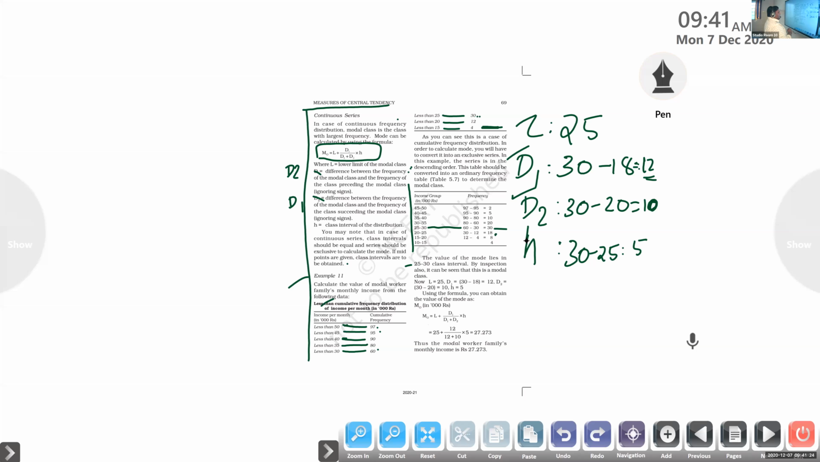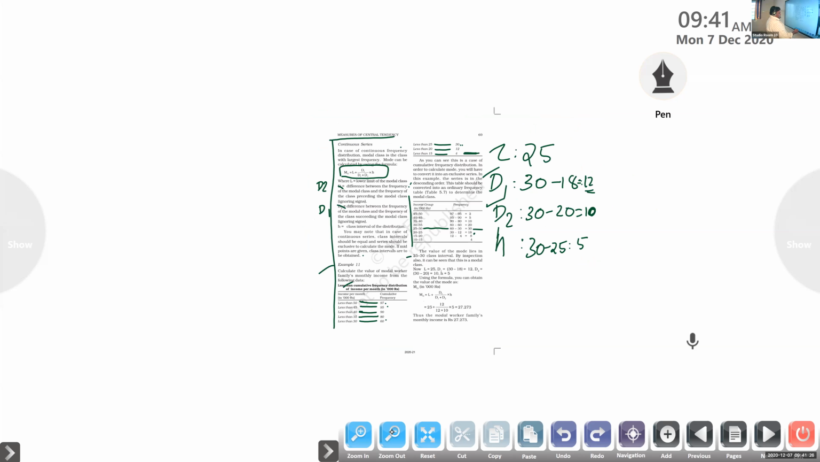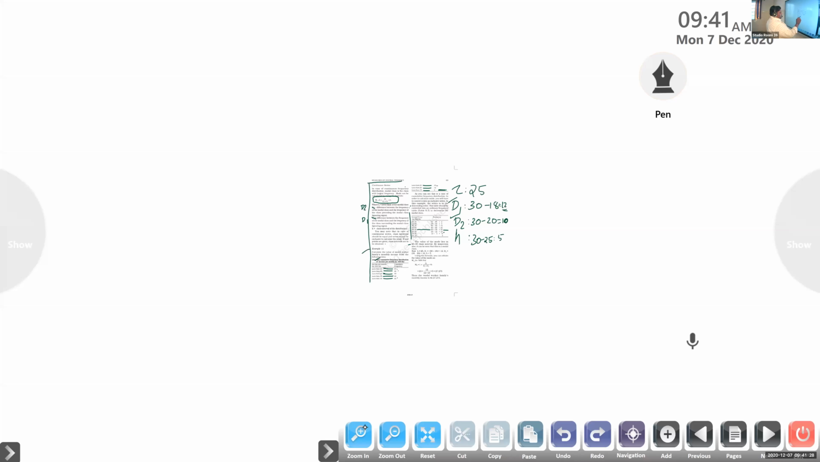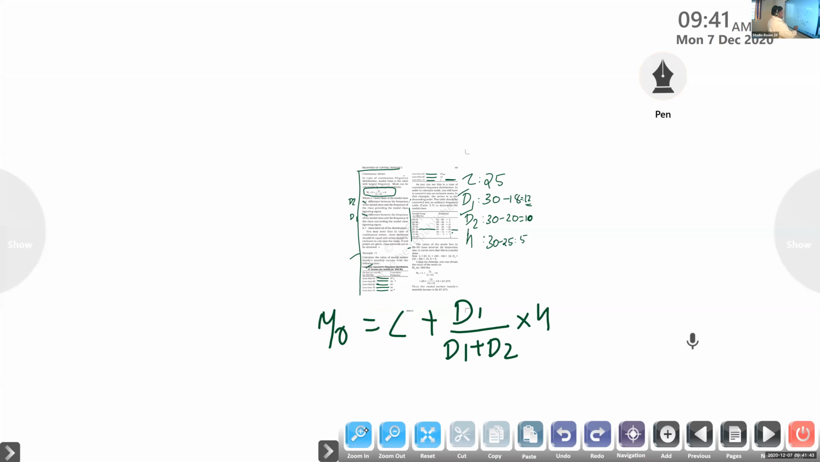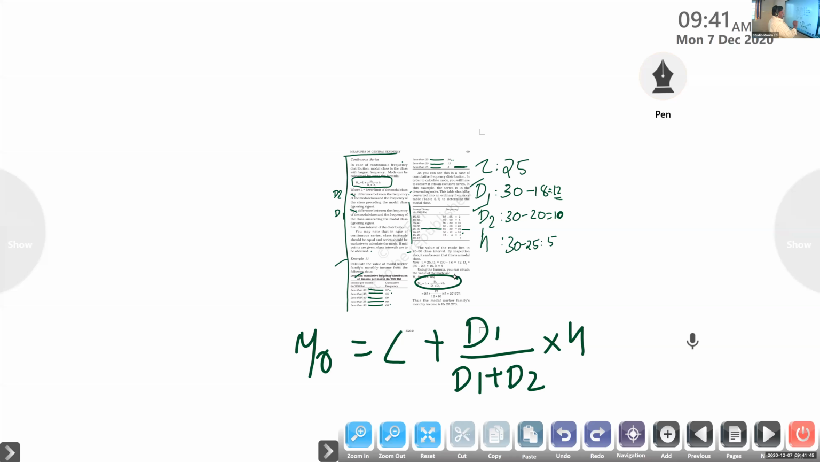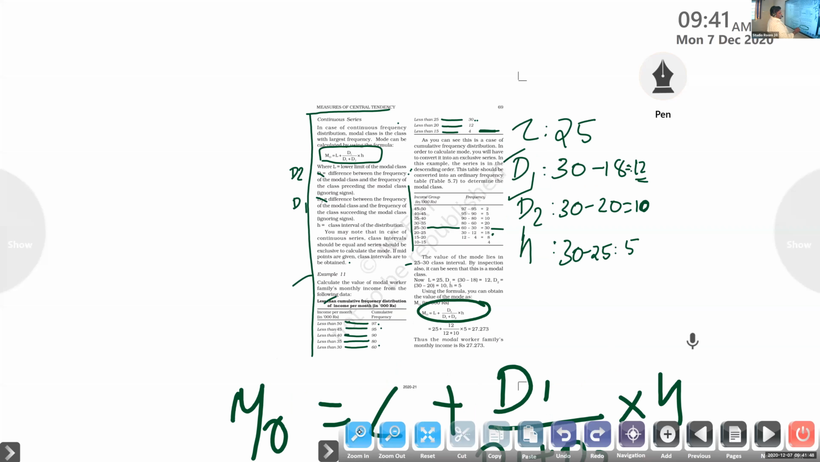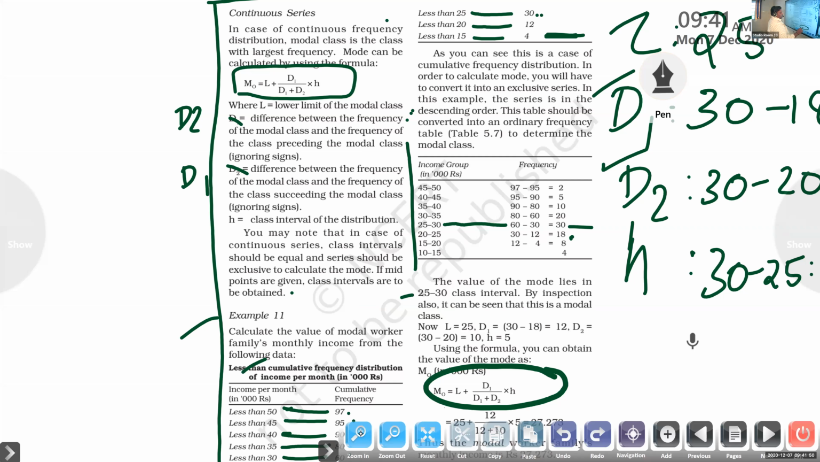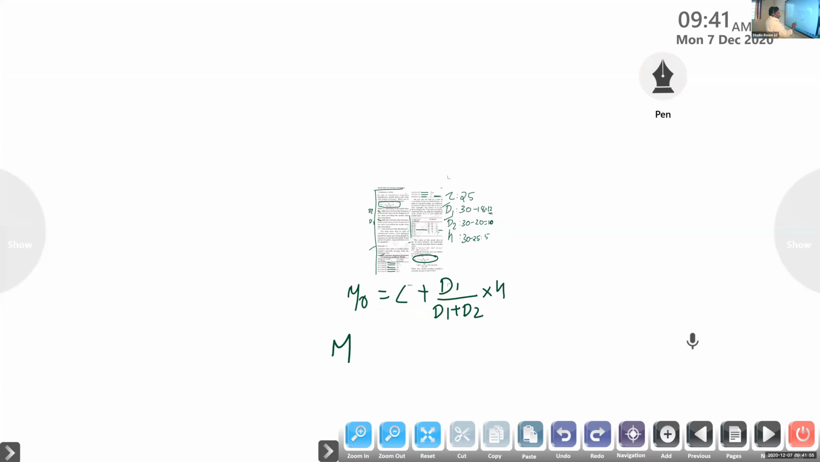And we want to apply these in the equation. What is the equation here? See here. Mo is equal to L plus D1 divided by D1 plus D2, multiplied by H. Okay, see the same equation here, right? Can you see that? L plus D1 divided by D1 plus D2 into H. So we applied that. Mo is equal to, what is L here?